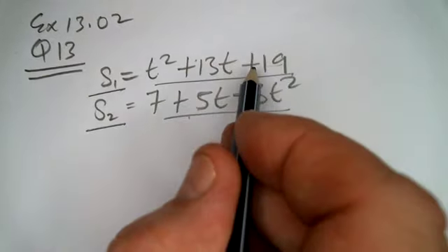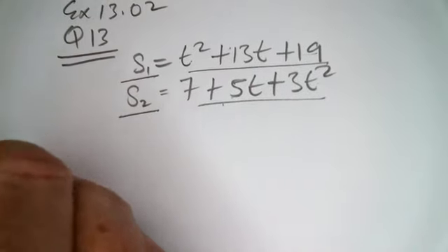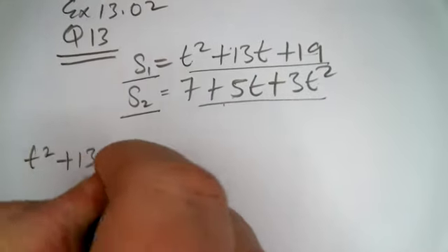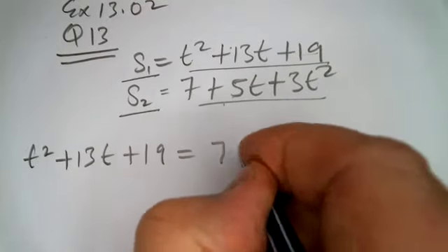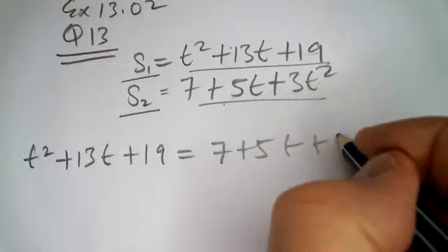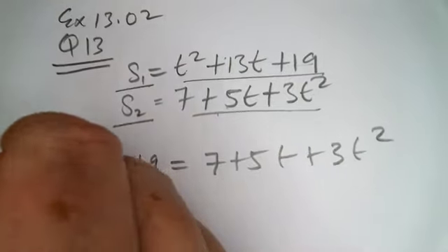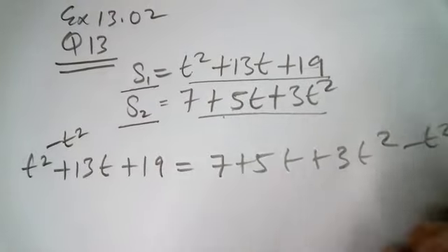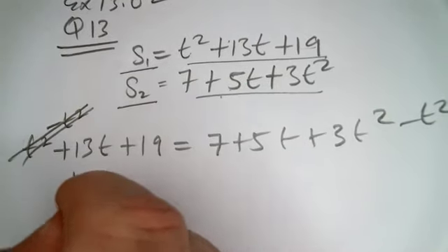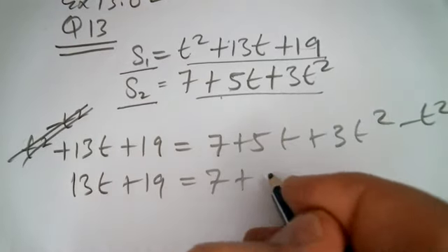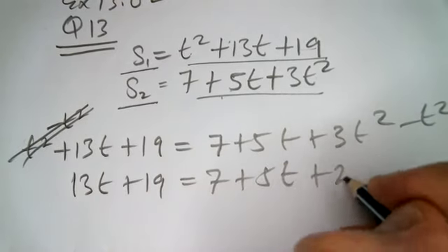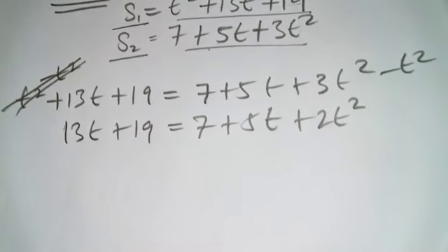So I'm going to start off with this one here. So I've got t squared plus 13t plus 19 is equal to 7 plus 5t plus 3t squared. All right. Well, the first thing I'm going to do is subtract t squared off both sides. So I've got 13t plus 19 equals 7 plus 5t, and this is going to be plus 2t squared. That makes life nice and easy.